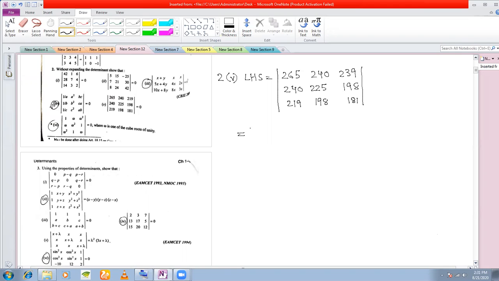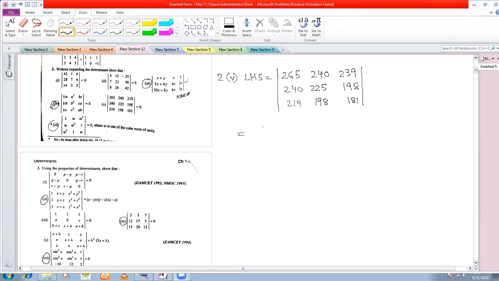How do you prove that a determinant is 0? If you can show any two rows or any two columns are identical, you can show it is 0. Or if you can show any particular row has all zeros. So let's see which one will work here.